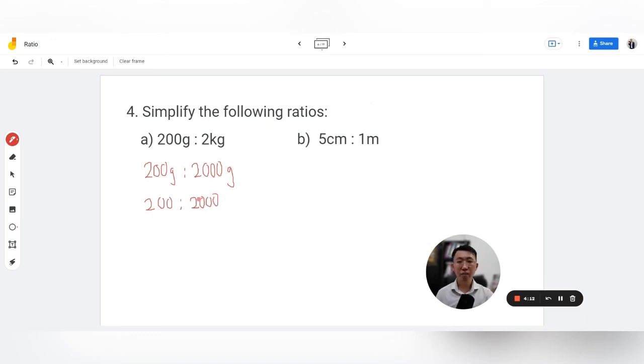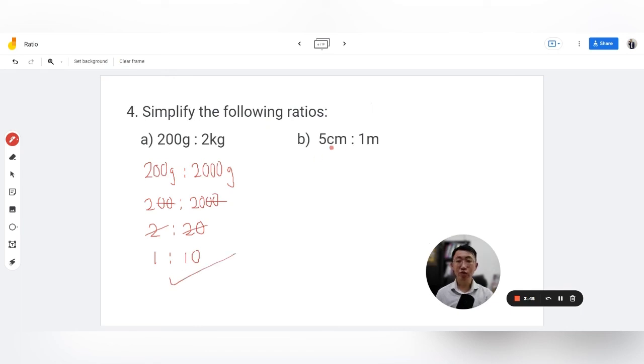Now from there you further simplify. Okay, so I am going to divide by 100 both sides. So dividing by 100 will actually cut 2 zeros. Cut 2 zeros, that will get you 2 ratio to 20. Now, don't be overconfident, check. So both of these numbers can further divide by 2. This will get you 1 ratio to 10. Okay, so there you go. That is the simplest form already.